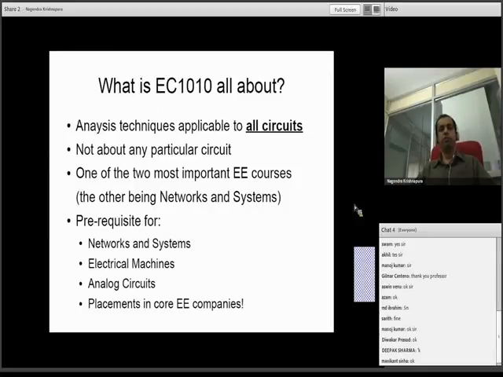And also, some of you may be studying in detail electrical machines. Again, the analysis methods learned in this course will be useful for that. And if you want to get a job in electrical engineering, in a lot of electrical engineering companies, the interviews will start with some basic electrical circuit questions. So it is by and large a very useful course for your further studies as well as your career and so on.